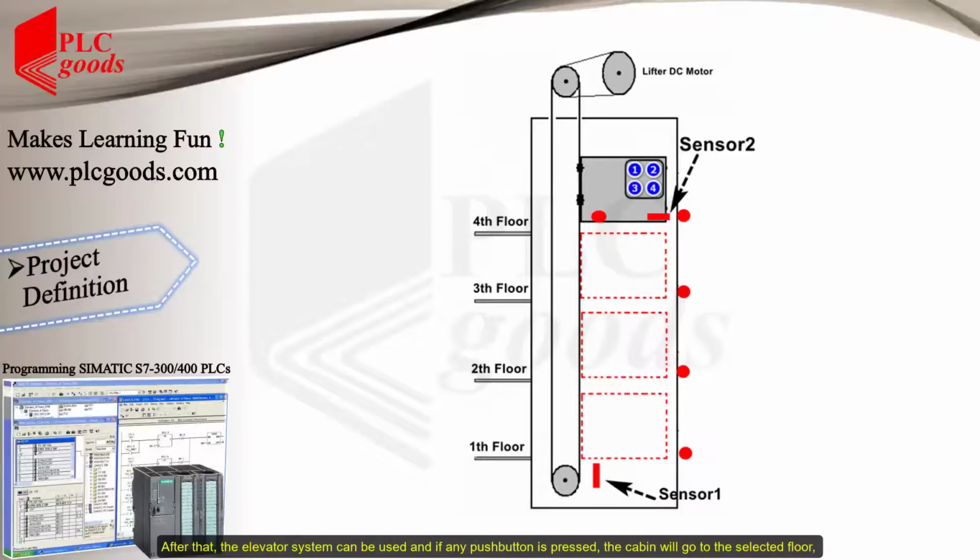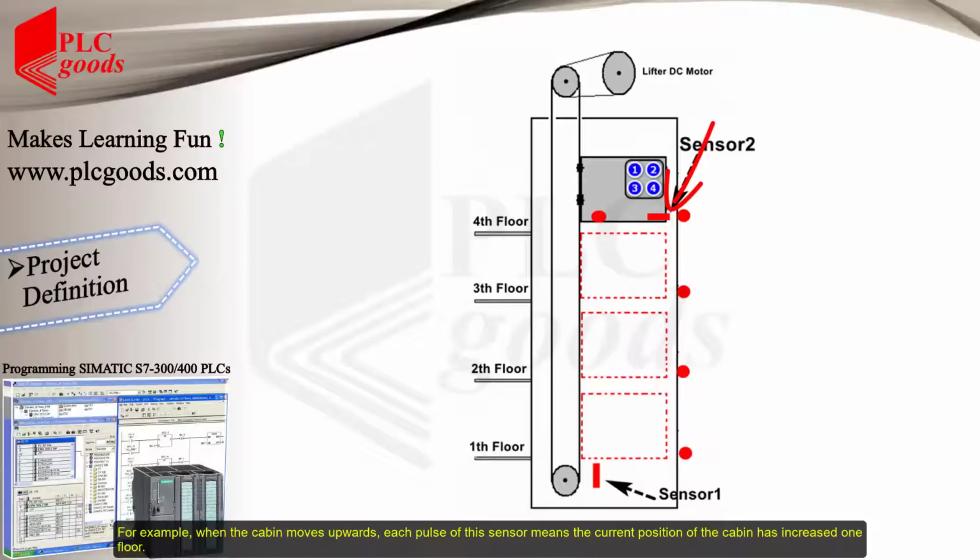After that, the elevator system can be used, and if any push button is pressed, the cabin will go to the selected floor. Wait 5 seconds, and then if there is another request, the cabin will go to another floor. Note that to update the cabin's position, the second sensor can be used. It produces a pulse by passing from each floor.